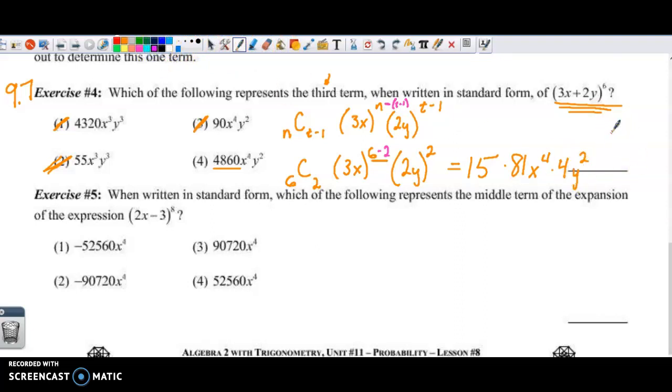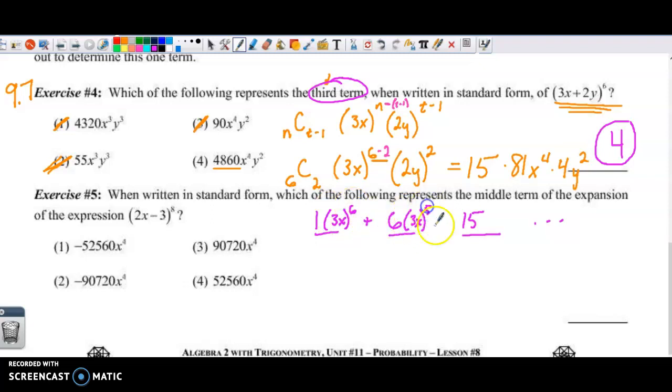I know some students, and I know I've run out of space, will make Pascal's triangle of 1, 6, 15, and then they'll stop right there because they've already gotten to the third term, which is what we want. Then write out (3x)^6, plus (3x)^5 times 2y, plus (3x)^4 times (2y)^2. And again, you don't really have to worry about anything past that because we want that answer. And what you'll see is that matches perfectly to this one.